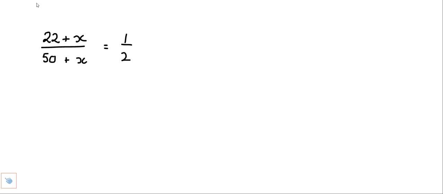Right. I would like, please, everyone, can we explain the cross multiplication thing? Now, the whole point of cross multiplication, I'm going to just do it quickly first, so you probably will recognise it. When you cross multiply, because I've got an equal sign, I go across the equal sign. I get 2 times 22 plus x, equals 1 times 50 plus x, so I end up with 50 plus x.